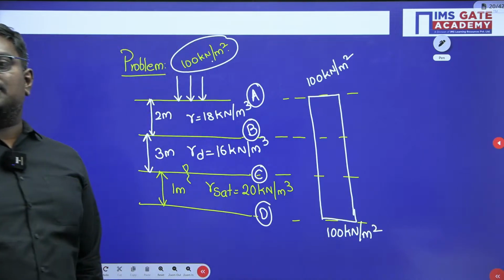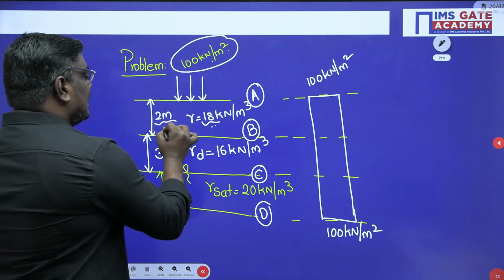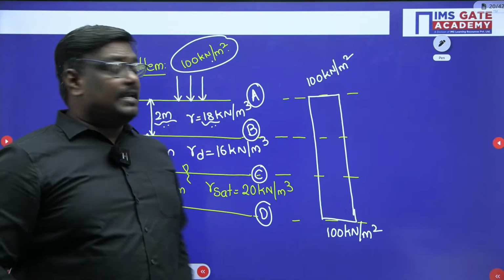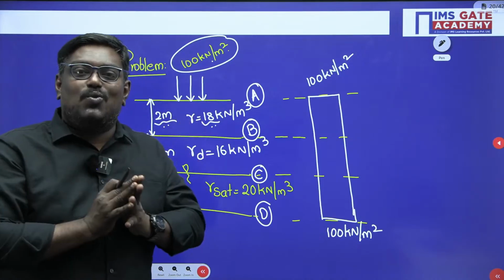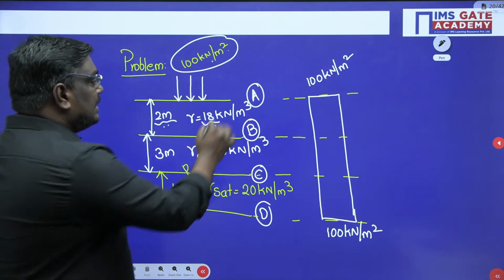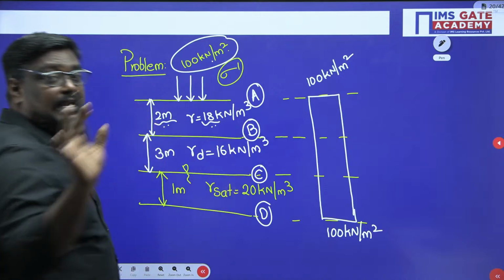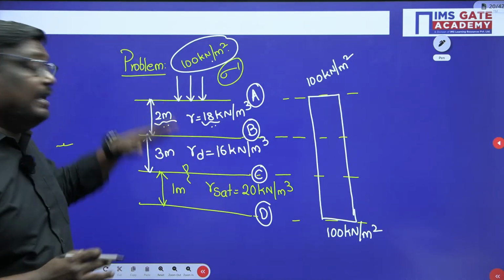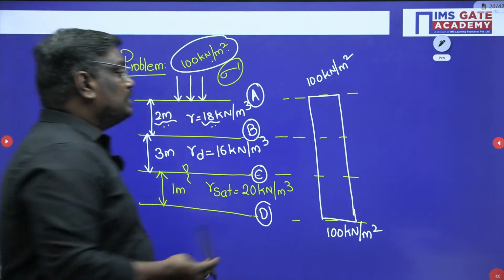Now let us understand, we have a unit weight of 18 here and it is having 2 meter. Now let me tell you, in this layer there is no water table. So whenever there is no water table, total stress and effective stress will be same. Here they are asking to find out the effective stress. Here please understand, my dear students, we are going layer by layer.